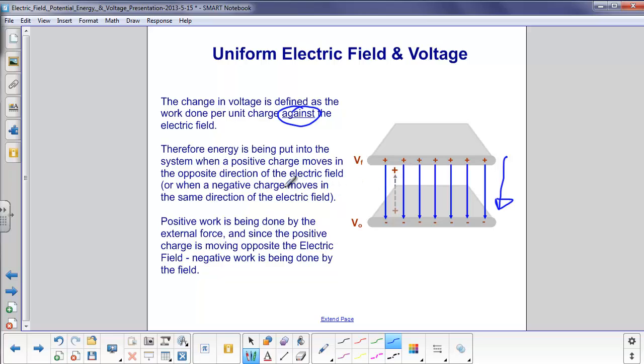And of course, it's the opposite for the negative charge. So in this case, if I'm moving a charge from here to here, we're doing positive work by the external force. Again, the external force not due to these two plates. And since the positive charge is moving in this direction, and the electric field is in this direction, the electric field does negative work on the charge.